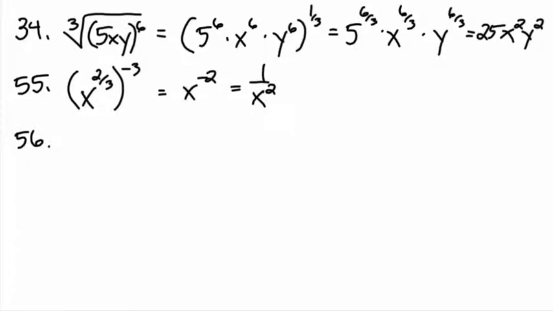Number 56, I have x to the -4 over 7. That's raised to the 7th power. Just like in this example where the 3's are going to help cancel each other out because they're inverses, the 7's do the same thing. So this is x to the -4, which is 1 over x to the 4th.